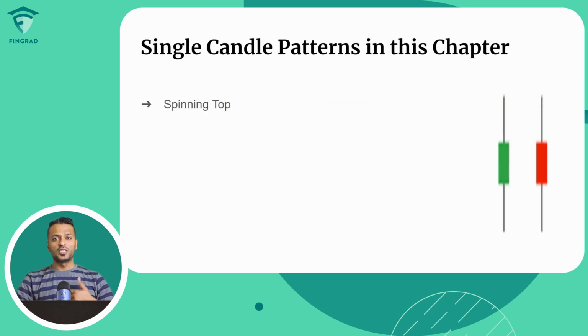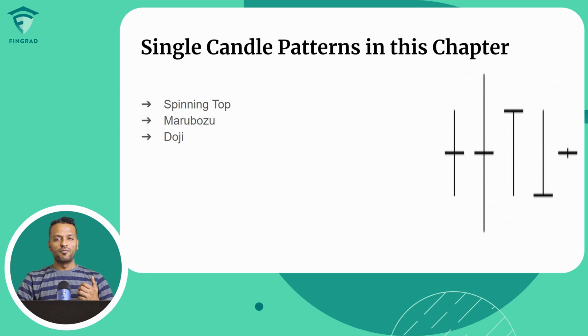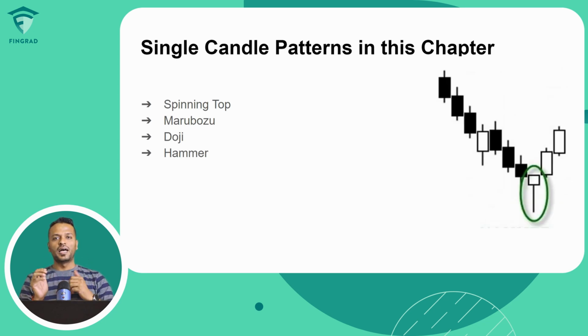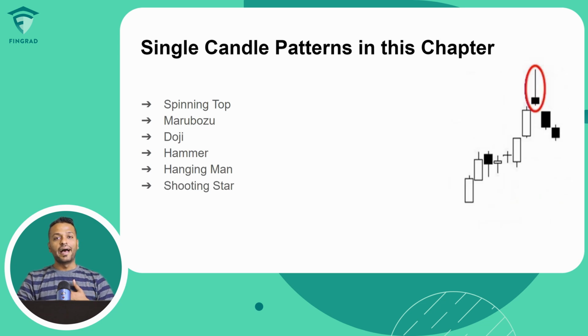We'll be talking about the spinning top candlestick pattern. We'll talk about the Marubozu candlestick pattern, both bullish Marubozu and bearish Marubozu. We'll talk about the Doji candlestick pattern and how a Doji at different points gives you different results, or means different things. We'll also talk about the hammer candlestick pattern, the hanging man candlestick pattern, and the shooting star candlestick pattern. So these are the 6 single candlestick patterns which we'll be covering in this course.